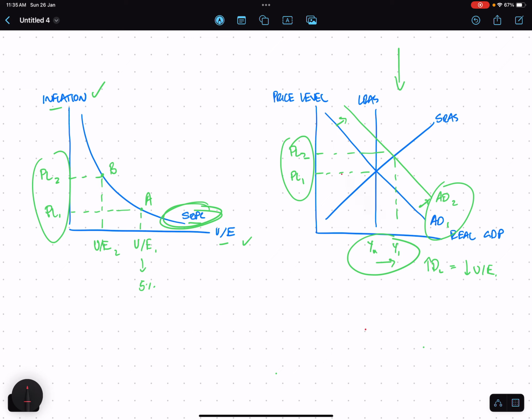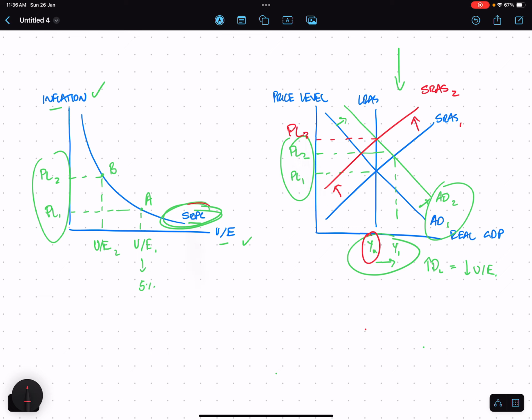So without going into the minutiae of it all, we know that in the long run the short-run aggregate supply curve is going to shift to the left, and it's going to get us back to a point where we return to the natural rate of output. But unfortunately, the consequence of that is an increase in our price level once again to PL3.